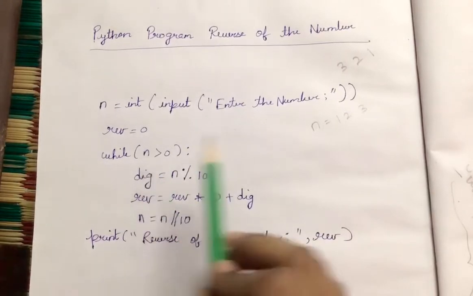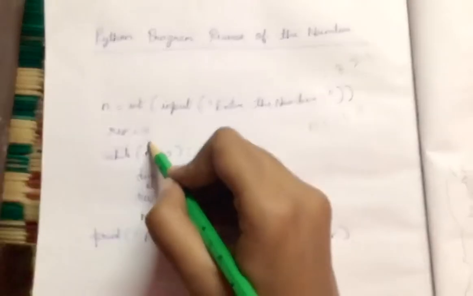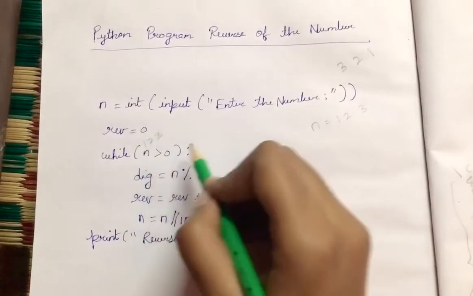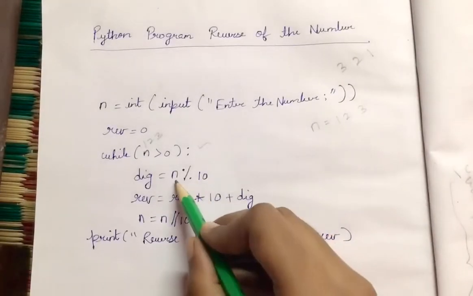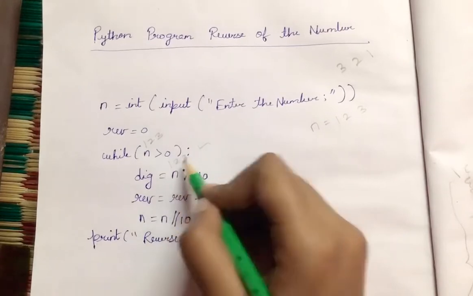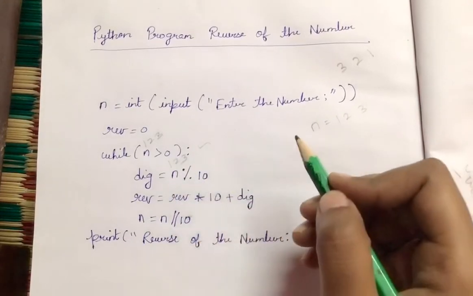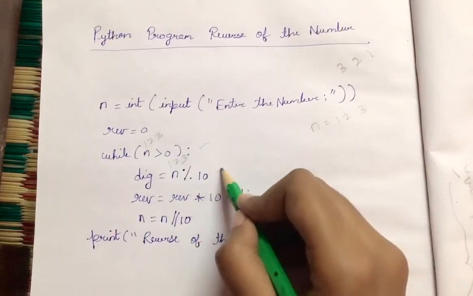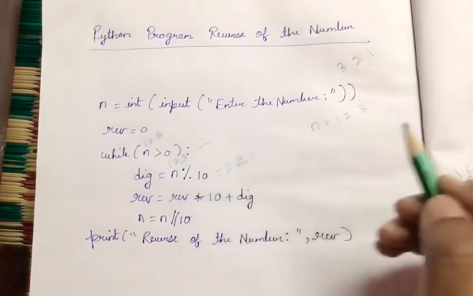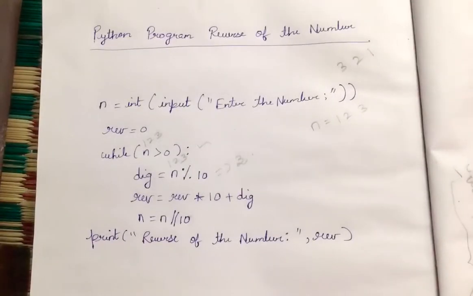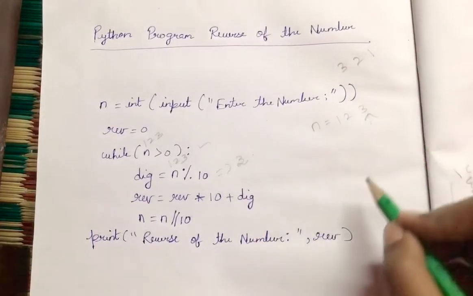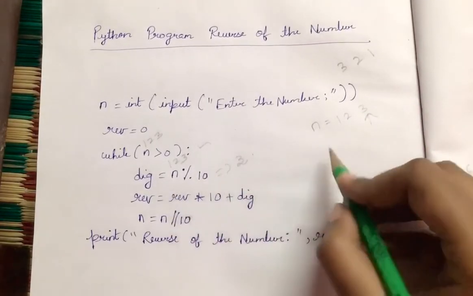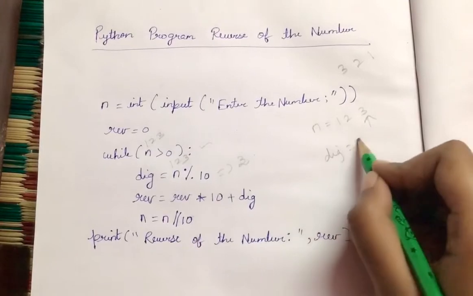The n value at the beginning is 123. 123 is greater than 0, this condition is passed, so I am entering this loop. Now n value is 123 mod 10. 123 mod 10 means the remainder value will be 3. So I get access to the last digit of the number. Now the value of digit is 3.